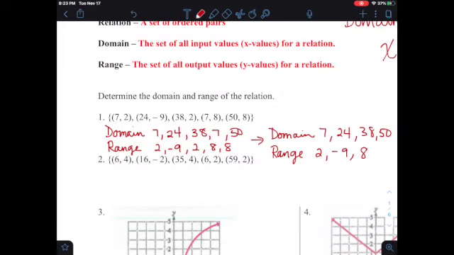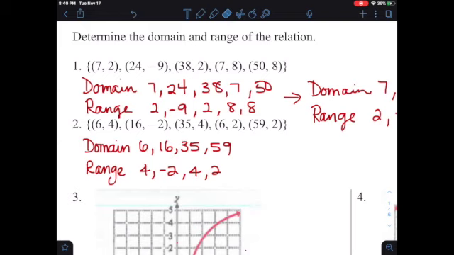So you guys try the second one and I'll put the answer down. Number 2, the domain is the x values, 6, 16, 35, 6, and 59. So I only wrote down 6 once. And range is 4, -2, 2. Sometimes you will see that the book answer or some other books might put braces on that, because that's set notation. You can definitely put that there. Put it down. Okay, so those are all acceptable.